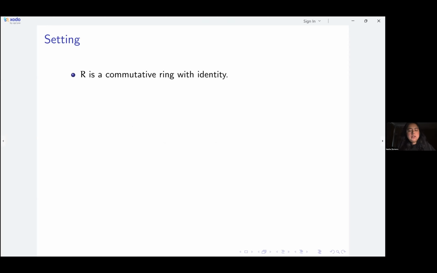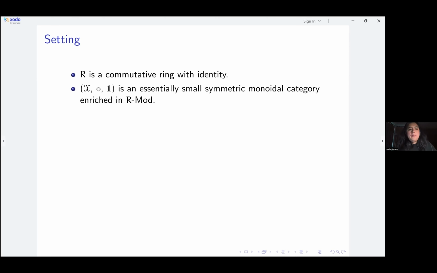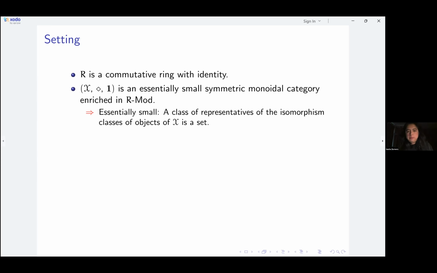So the setting is going to be, R is going to be a commutative ring with identity. And then this X is going to be an essentially small symmetric monoidal category enriched in R mod. So what does this mean? So let's talk about the set theoretical conditions we have in this category. So essentially small, you probably all know, it means that when we take a skeleton, the skeleton of this category is a set. So this category is not so big, it's not small, but it's essentially small.